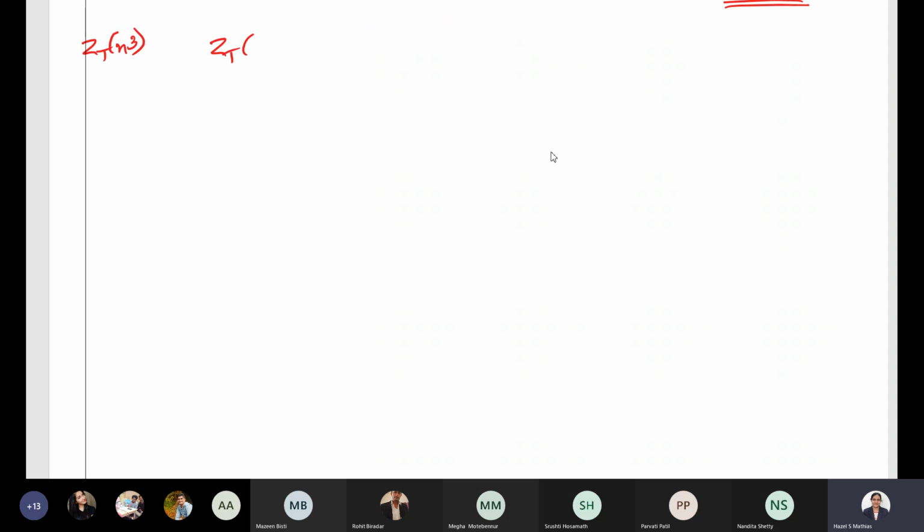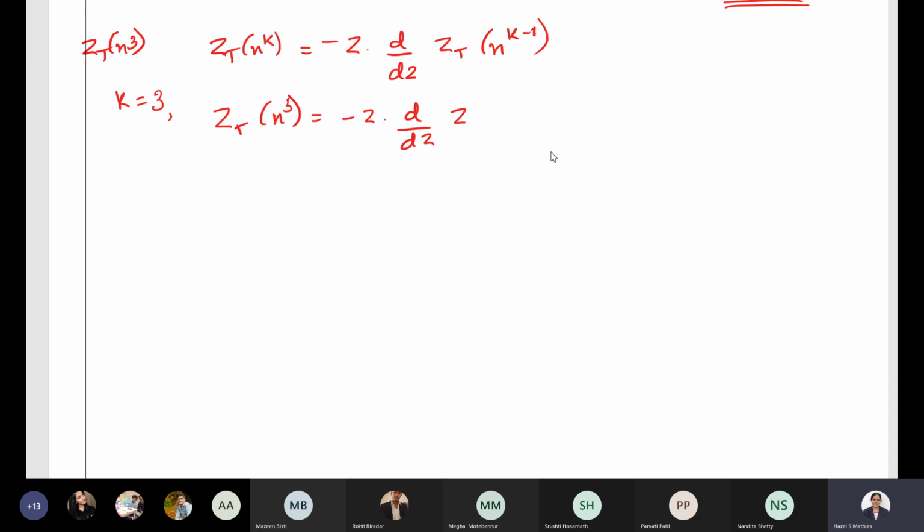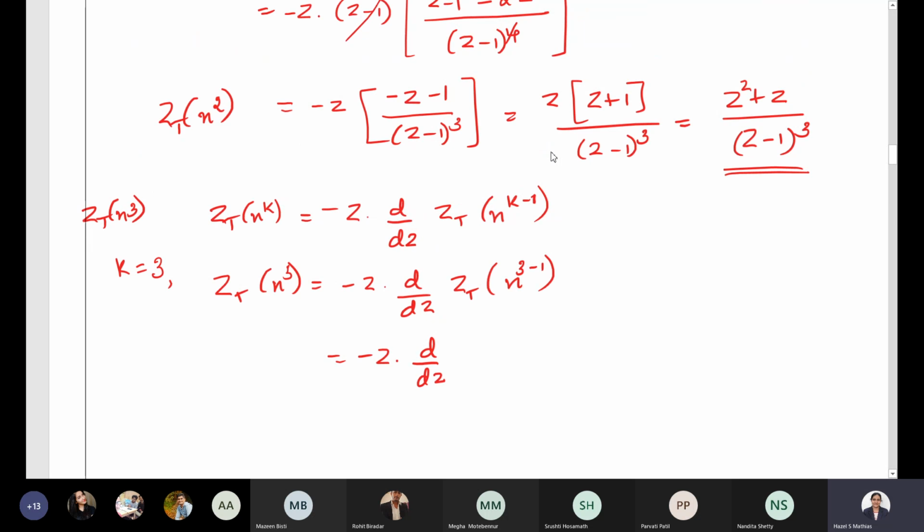Similar property: ZT of n power k is equal to minus z into d by dz of z transform of n power k minus 1. Here k equals 3. So the z transform of n cube is minus z into d by dz of the z transform of n power 3 minus 1, that is n square. We have proved over here that the z transform of n square is z square plus z divided by z minus 1 whole cube. Now differentiate this.